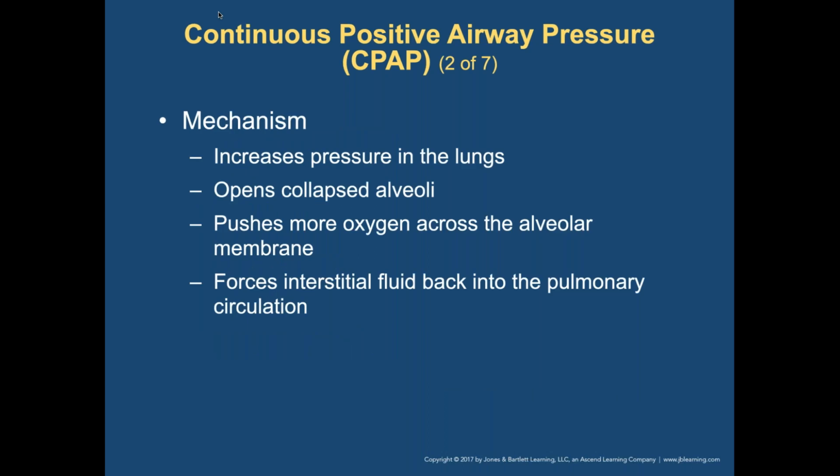CPAP increases pressure in the lungs, opens collapsed alveoli, pushes more oxygen across the alveolar membrane, and forces interstitial fluid back into the pulmonary circulation. And that right there is what saves CHF patients, because that's their problem.